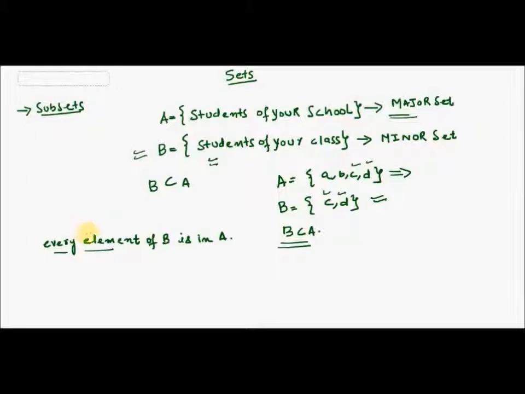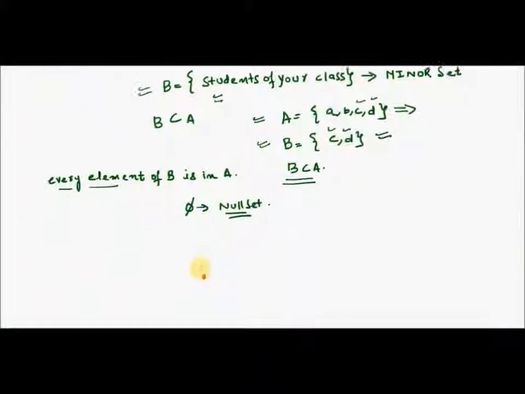Now if you see that phi, which is also called the null set, right? Now the null set is a subset of every set, right? Now the null set is also a subset of A. The null set is also a subset of B. So the null set is a subset of every set. I hope you got this point.